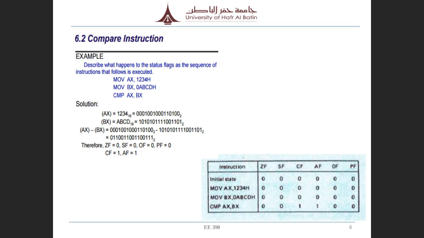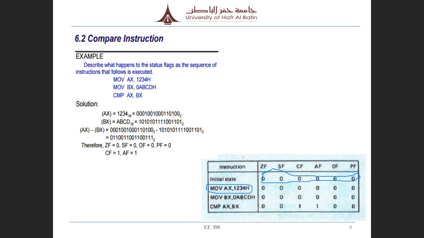bx from ax. So what is ax? 1 2 3 4. And what is bx? abcd. So if you subtract, abcd is a bigger number than 1 2 3 4, right? It's a 16-bit, and it works the same way for 8-bit also. First of all, during the move operation, initially, for example, all the status flags are 0.